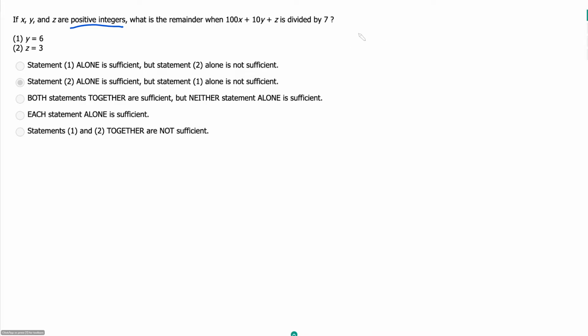Because the remainder can only be 0, 1, 2, 3, 4, 5, or 6, because this is our rule that our remainder always has to be less than our divisor. So we're trying to just narrow down this list to a single option. Statement 1, y is equal to 6. So now we have 100x plus 60 plus z.